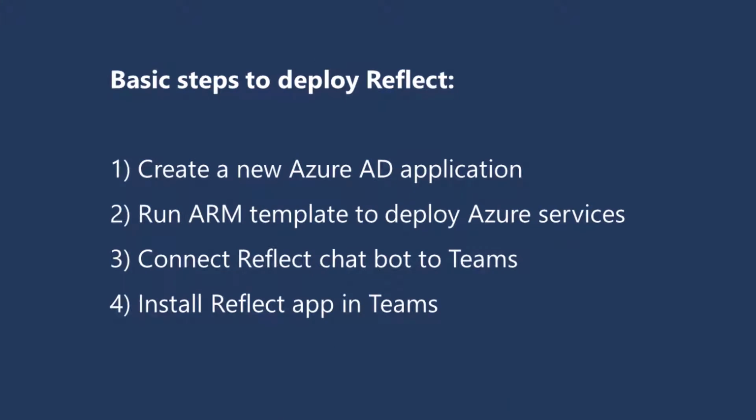The deployment process consists of four main steps. The first thing we'll do is go to the Azure admin portal and create a new Azure Active Directory application. The second thing we'll do is use an ARM template to create all the necessary resource groups and resources within Azure so that the Reflect bot service can run. The third thing we'll do is to set up this bot service in Azure to make sure that it can connect with users in Teams. The fourth and final thing we'll do is to take the Reflect manifest file, update it for our tenant specifically, and then install that application to Teams. Okay, let's get started.